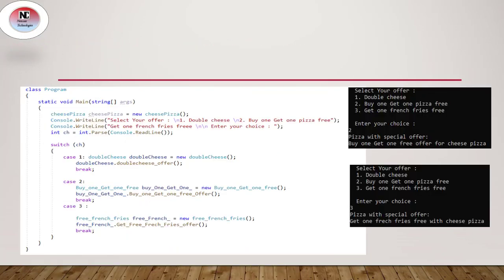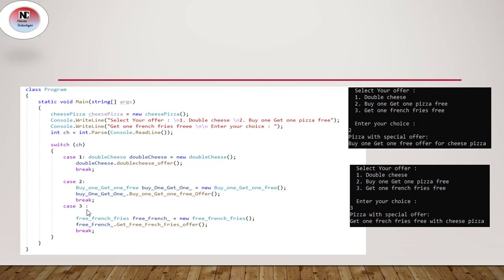Now over here we can see we have created an instance of cheese pizza and we have given choices to the user. If the user selects the first choice, double cheese; the second is for buy one get one free, and the third is for free French fries. So when we choose one, we create the instance of double cheese, which is the decorator class, and this will call the double cheese offer. So you are extending the method with some special services. The same way buy one get one free is option two, and free French fries is for three.